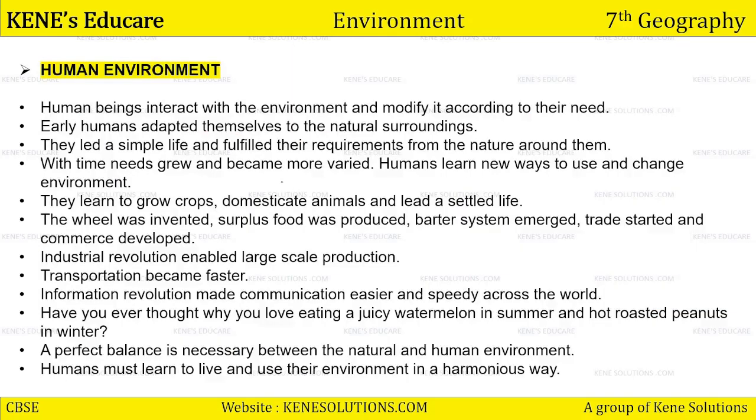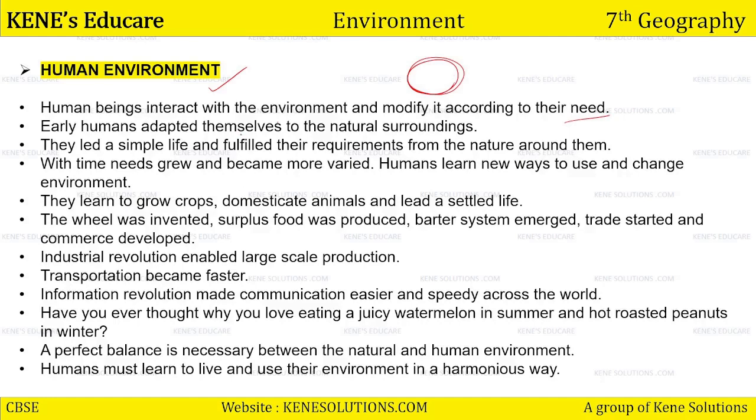Okay, children, now we will learn about human environment. Another very important component of the environment, human environment. Human beings interact with the environment and modify it according to their needs. हम अपने environment से अपने surroundings से interact करते हैं, and then we modify it according to our needs. For example, if we are sitting in a room and we do not like the arrangement of the room, that means where the bed is kept, where the table is kept, we will change it, we will modify it, right? So human beings always interact with the environment and then modify it according to our needs.